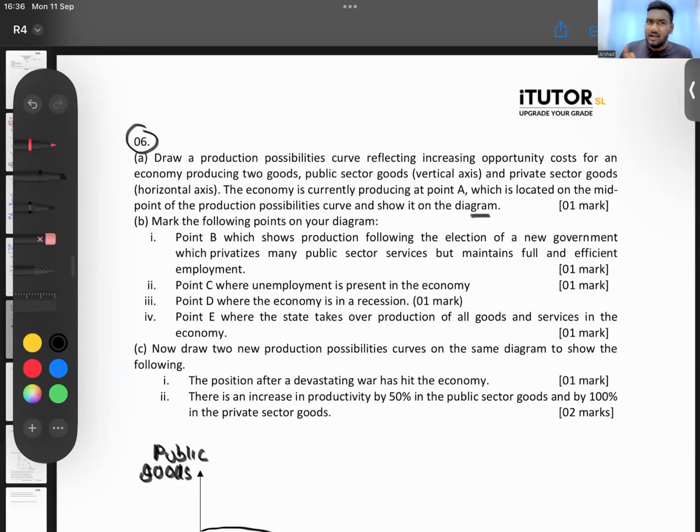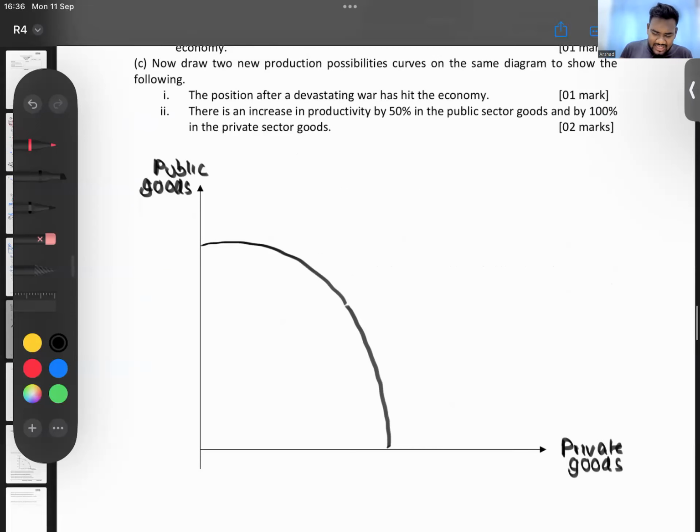So, you drew the public and private sector axes, you drew the PPC. So, where should A be, guys? A should be somewhere around the midpoint, no? So, the midpoint is, let's say, somewhere around here. Is that the midpoint? No, my PPC is not the most perfect PPC.